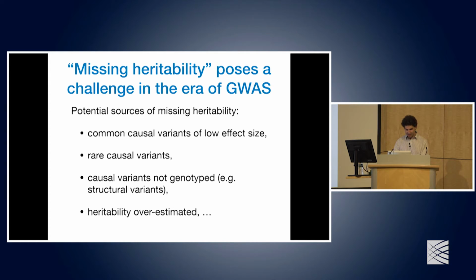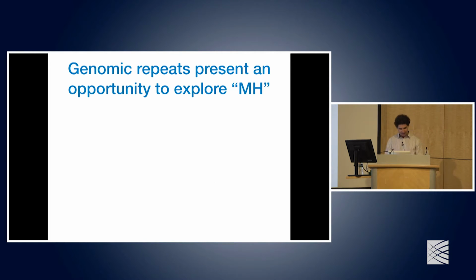So in this talk, I'm going to tell you about some ongoing work which seeks to address the challenge of genotyping a certain class of structural variants with a view towards strengthening downstream association studies. Specifically, our team is investigating genomic repeats with a view towards explaining some portion of this elusive missing heritability.